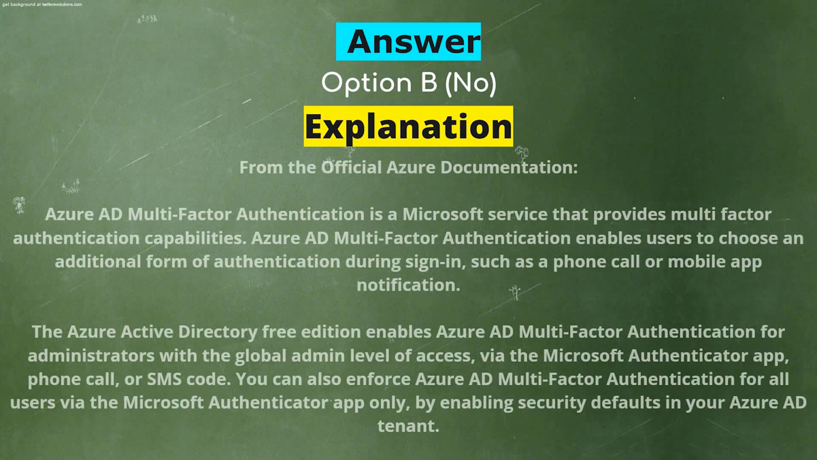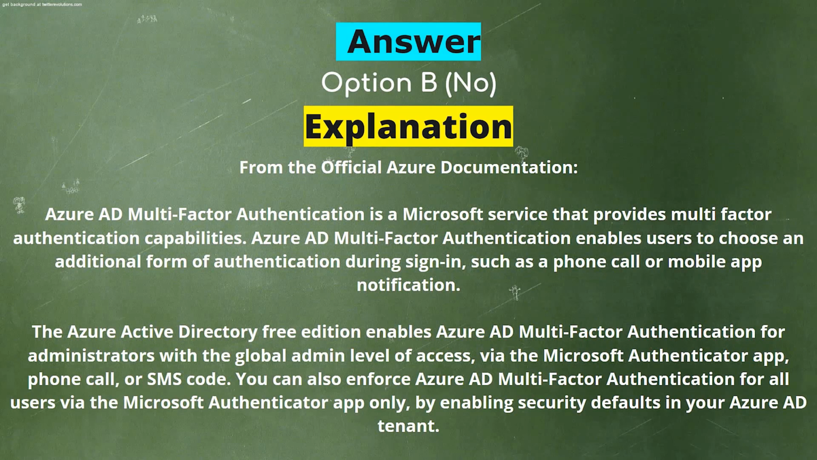Explanation. Azure AD multi-factor authentication is a Microsoft service that provides multi-factor authentication capabilities. Azure AD multi-factor authentication enables users to choose an additional form of authentication during sign-in, such as a phone call or mobile app notification. The Azure Active Directory Free Edition enables Azure AD multi-factor authentication for administrators with the global admin level of access via the Microsoft Authenticator app, phone call, or SMS code. You can also enforce Azure AD multi-factor authentication for all users via the Microsoft Authenticator app only by enabling security defaults in your Azure AD tenant.